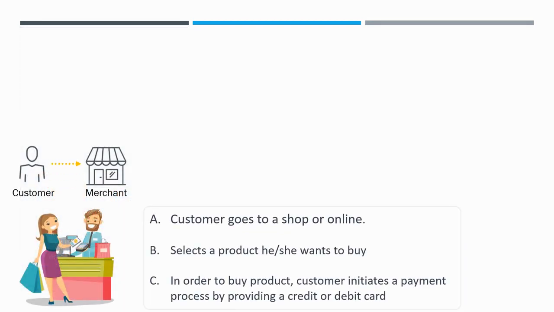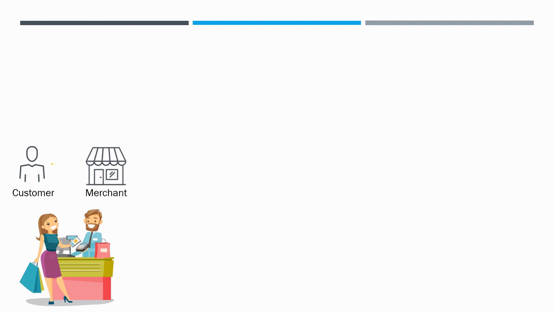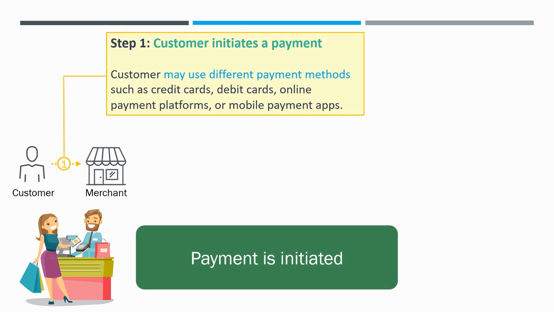The process begins with a customer visiting a physical store or online platform to purchase a product or service. After selecting the desired item, the customer proceeds to make the payment by providing their credit or debit card details or any other form of digital payment. When the customer swipes the card or clicks the pay button online, the payment process is initiated. In a physical store, a payment system known as the point of sale is used by merchants to process transactions when a customer swipes their card.